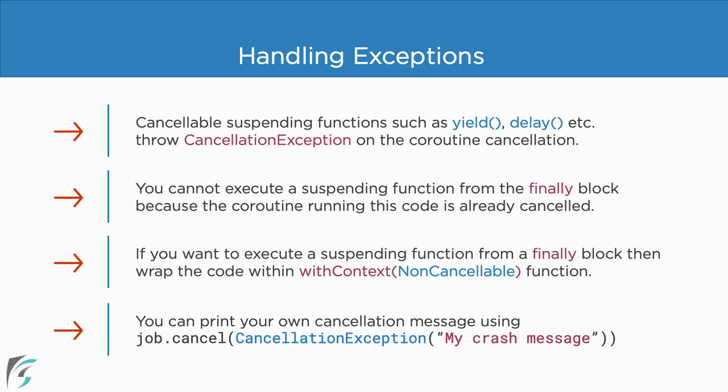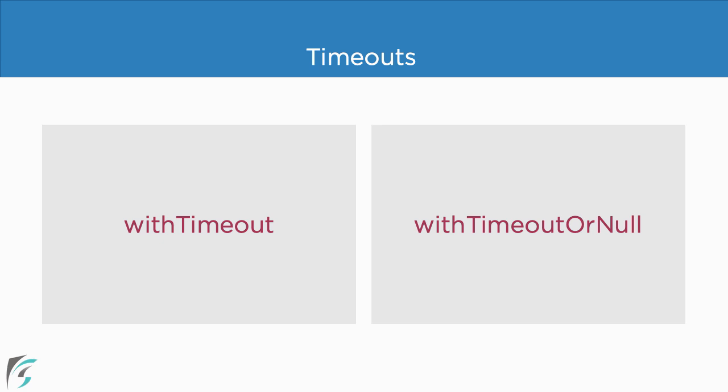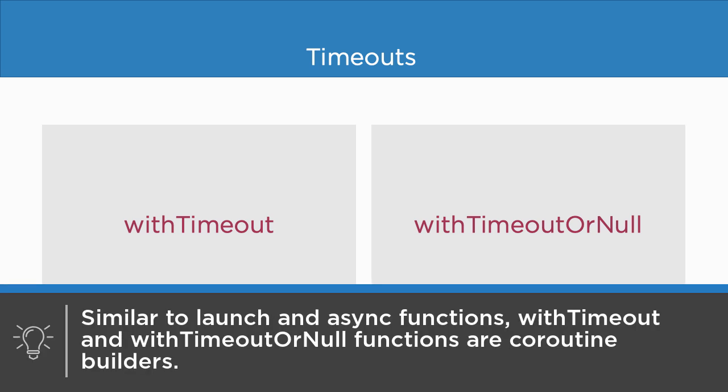Now that we know how to handle exceptions, let us move on to the next section of this video, that is timeouts. Well, suppose you launch a coroutine that is taking more time than expected to finish its work. Then in that case, you can cancel your coroutine. And for the time-bounded task, Kotlin provides us with special functions, such as the function of withTimeout, and also we have withTimeoutOrNull. Well, these two functions are basically the coroutine builders. That is, just like launch and async functions, they also create coroutines. So let us see how to use them in our program.